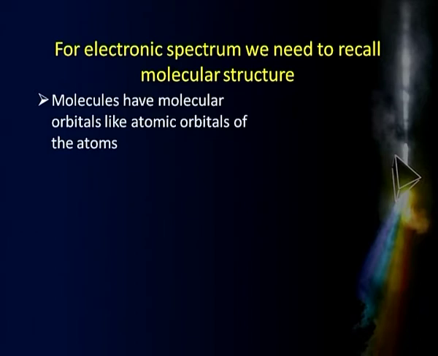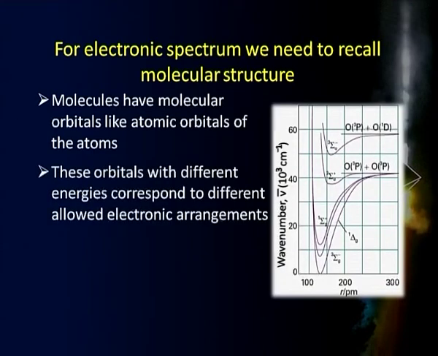Now, in order to understand electronic spectrum, we need to go back to the understanding of molecular structure. You will recall that when we talked about molecular orbital theory, we realized that molecules have molecular orbitals which spread over the whole molecule. Like in atoms we got atomic orbitals which belong to the atoms, in molecules we got molecular orbitals which belong to the molecule as a whole. Now, these orbitals have different energies. They correspond to different allowed electronic arrangements.